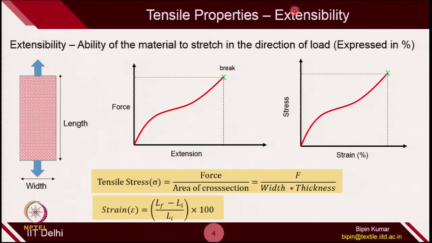Extensibility, no doubt, will depend on a lot of fabric structural parameters, especially the loop length, the kind of stitches, and the kind of yarn you are using in the fabric material. All those parameters, not only the material but also the structural parameters of the fabric, will control this property, which is the extensibility. Now, let us go to the second property, recovery.